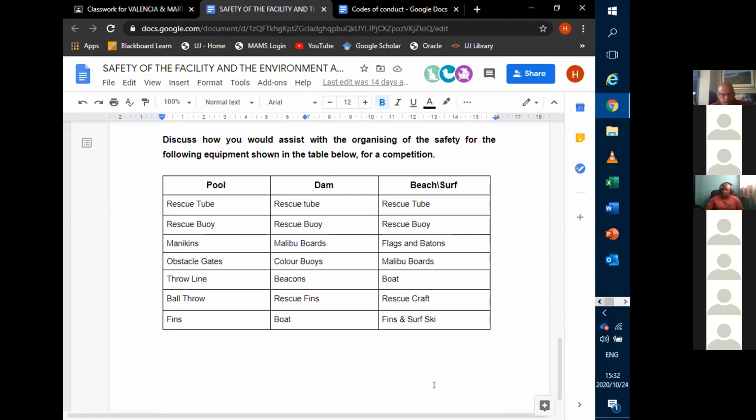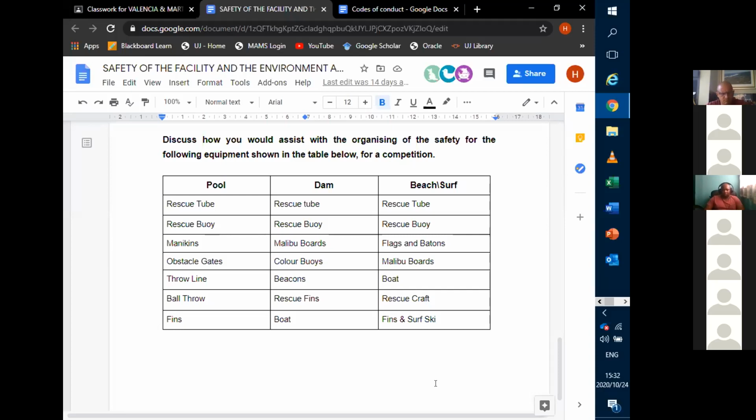Any answers on that one? So I'd imagine all the safety equipment needs to be inspected to make sure that it's working properly. That's correct. Okay, what would you look at on a rescue tube? What would you check?